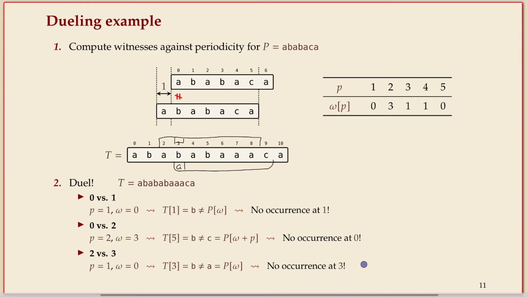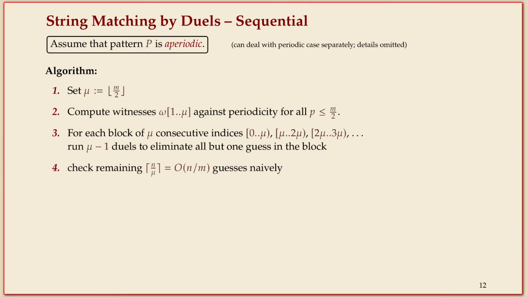It's a little tiresome in the example to check, but you always do just a constant number of character comparisons between pattern and text at these positions of omega, omega plus P. And so after each duel, you can exclude at least one of the potential guesses. And so that brings us to the following algorithm, how you make use of this dueling process.